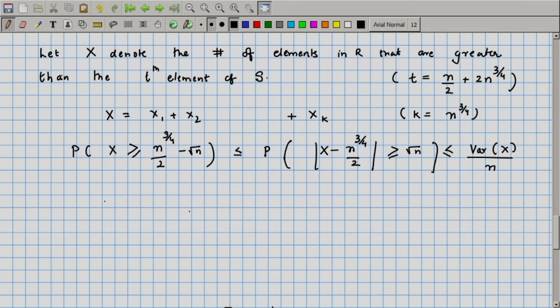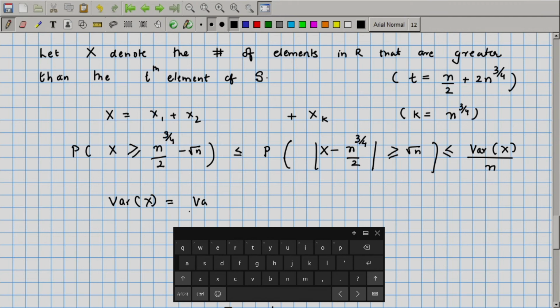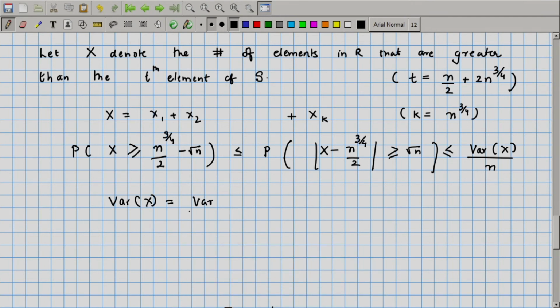Okay. So, we need to compute variance of this random variable. So, variance of X is going to be variance of X1 plus X2, okay. So, that is sum over i of variance of Xi, and the variance of each of these Xi's will be the same, and what is that going to be? Okay. So, Xi is going to be 1.